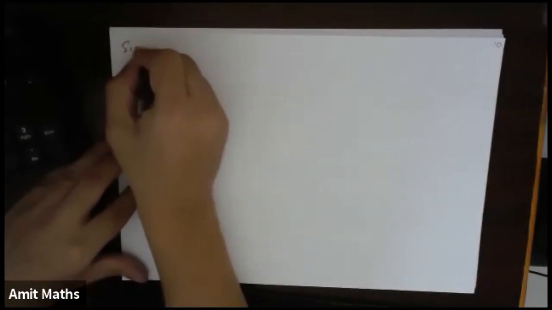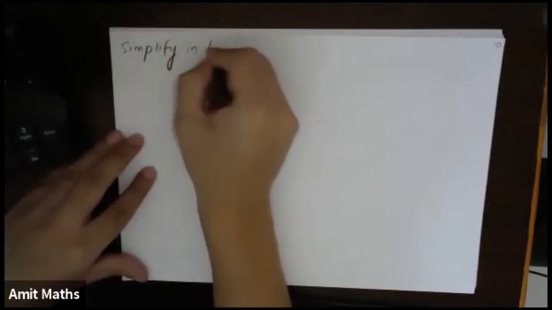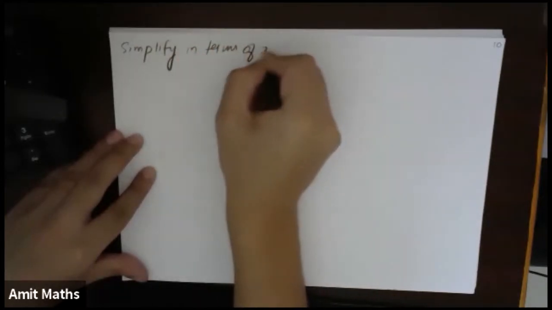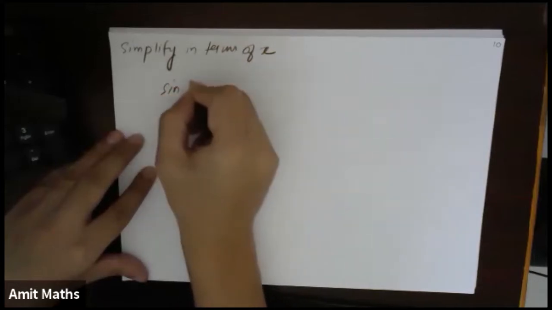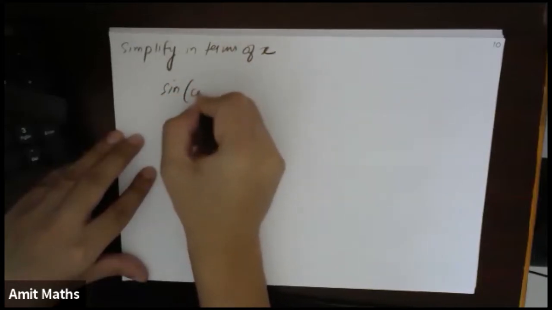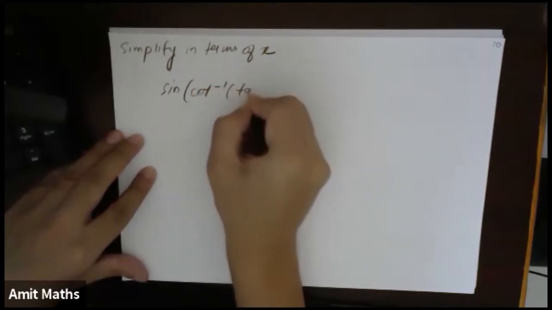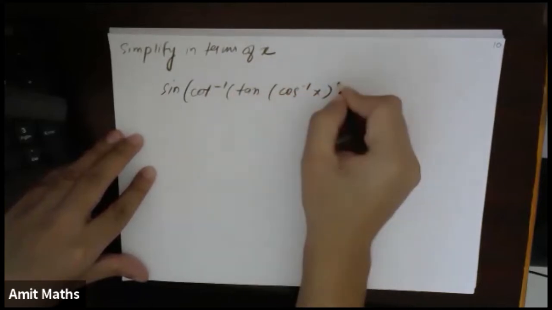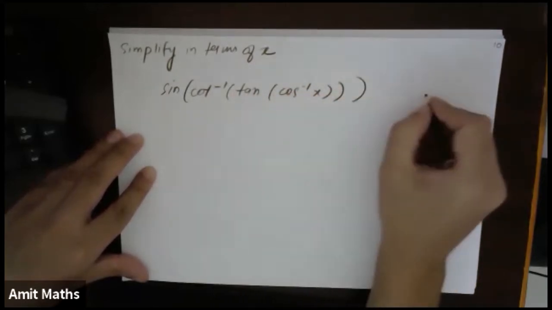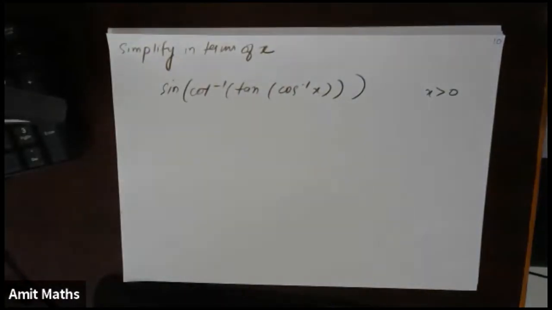Simplify in terms of x. This is sine of cot inverse of tan of cos inverse of x, where x is greater than 0. You have to simplify this in terms of x, right? In terms of x.